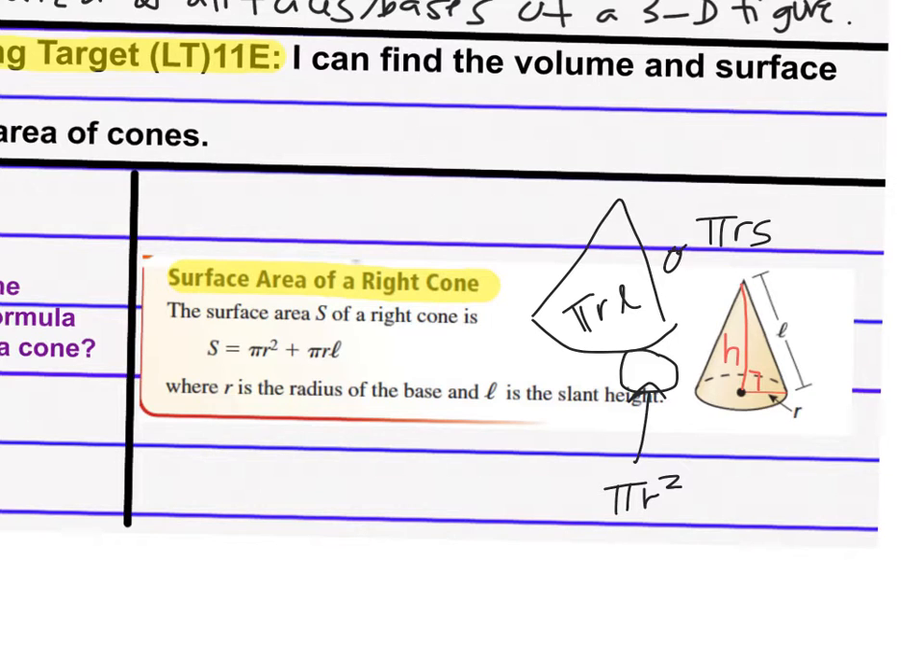That would be perpendicular. So H is used in the volume formula of a cone, and L or S, we'll use L because your textbook uses that. L would be used for surface area. So here is your surface area formula, pi r squared, that's the circle part, plus pi rl.